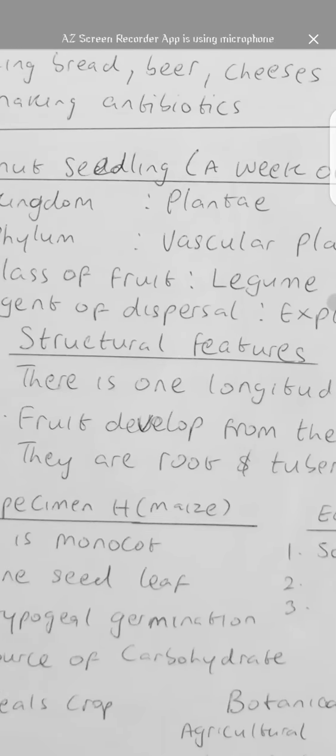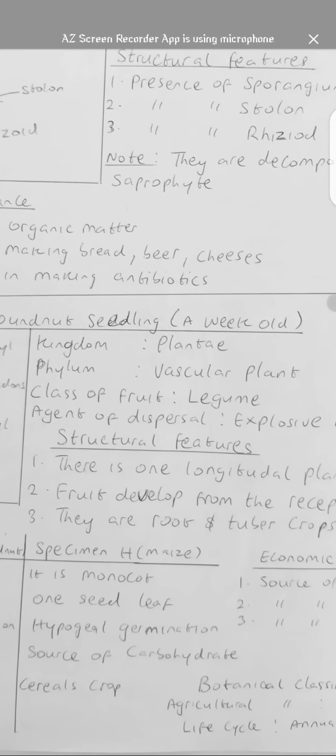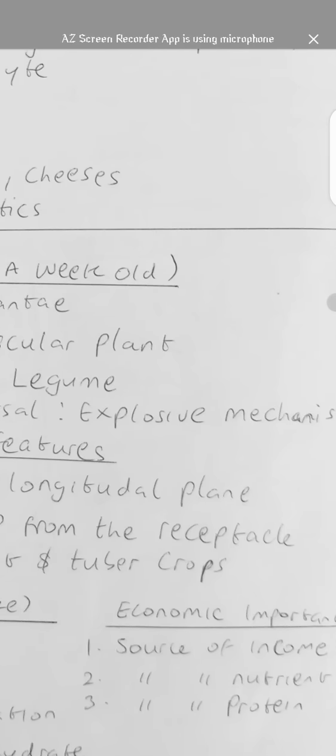If they ask you what is the botanical classification of groundnut, you can say it's a spermatophyta. If they ask you the agricultural classification, it is a legume, equally still a legume. The agent of dispersal is explosive mechanism.